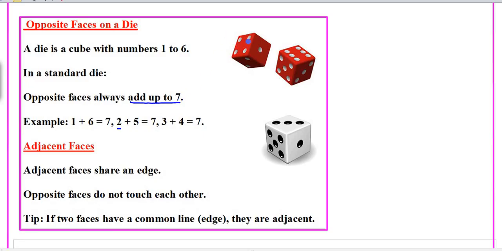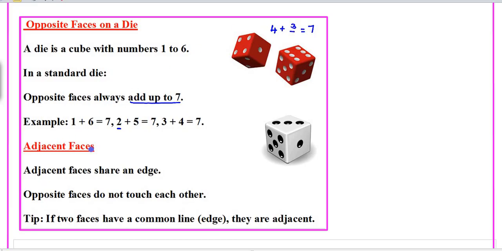For example, here on this face we have 4. What is the face opposite to it? 4 plus what will give you 7? 4 plus 3 is equal to 7. So the opposite of 4 is 3. This is the concept we are going to use.